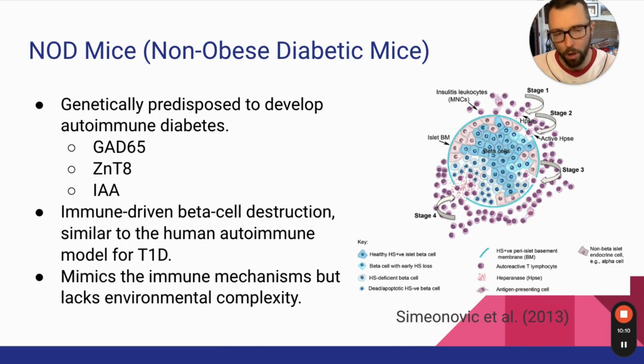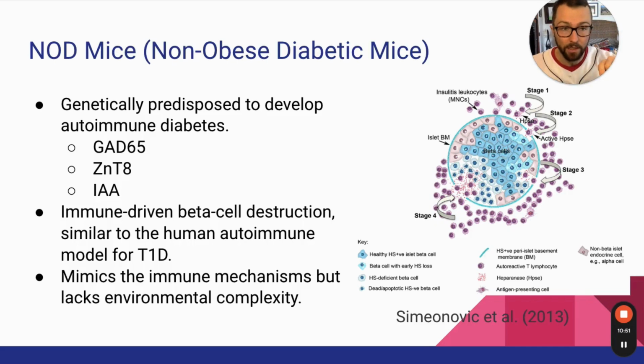So all of the autoantibodies that we're familiar with as people with type 1 diabetes, GAD65, zinc transporter, insulin autoantibodies, these mice develop these antibodies naturally, I think around 6 to 8 weeks after birth. And this is a little bit more along the lines of the autoimmune theory behind type 1. So it's immune-driven beta cell destruction, similar to how we believe it happens in the human model.